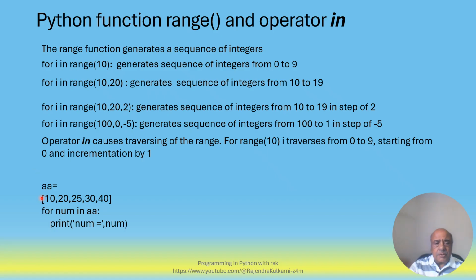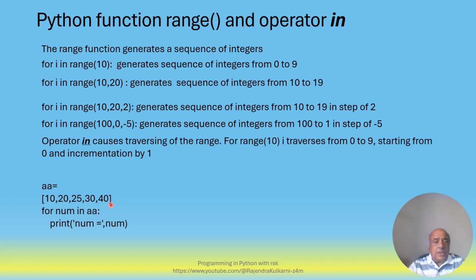Just a simple example, we have not seen this particular variable up till now. A is equal to 10, 20, 25, 30, 40 enclosed in square brackets. What is this? This is a collection in Python, and it is named a list. We will see the details of list in further videos.